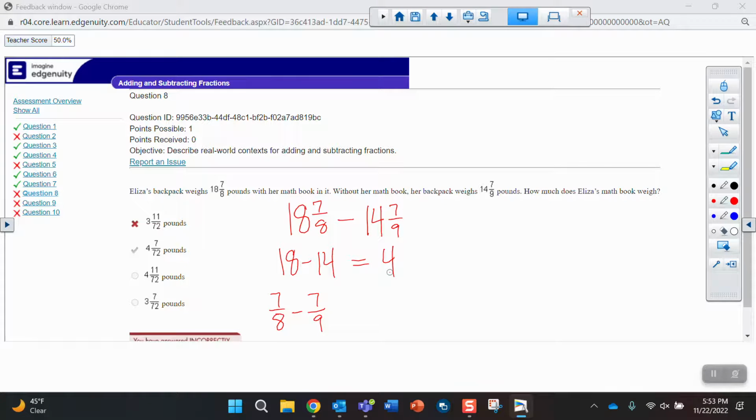That works well. Here we need a common denominator of 72. So that's going to multiply by 8, giving us 56. This is going to multiply by 9, excuse me, and give us 63. So 63 minus 56 is 7/72. And then we combine that back with the 4. So 4 and 7/72 pounds.